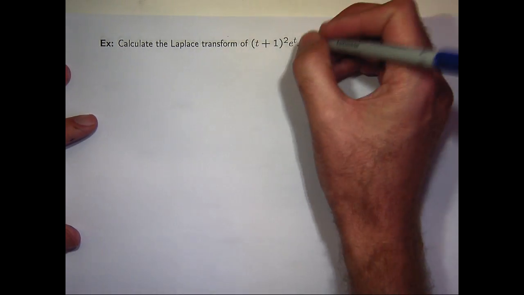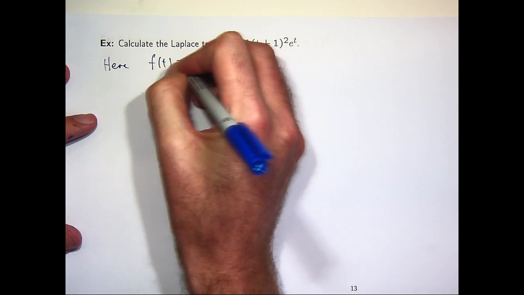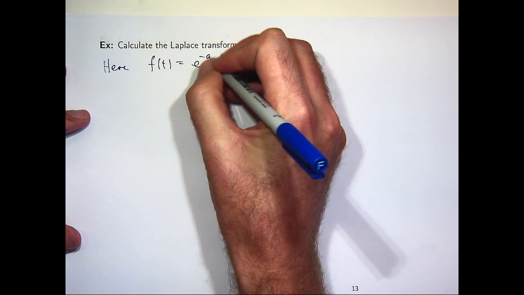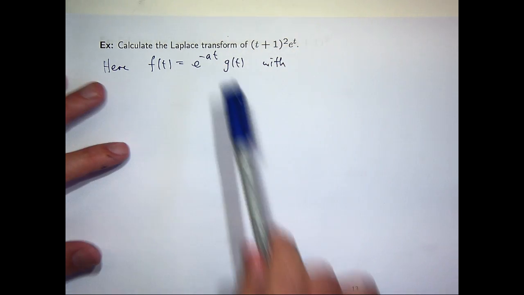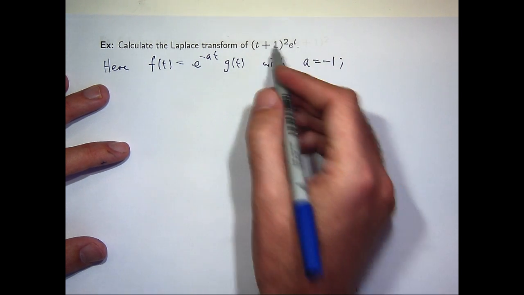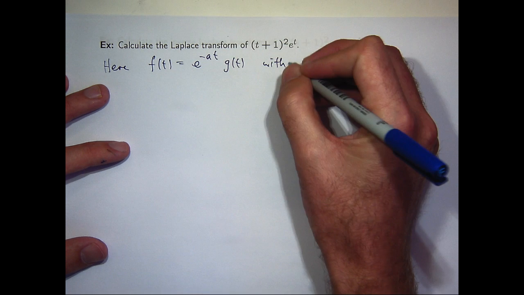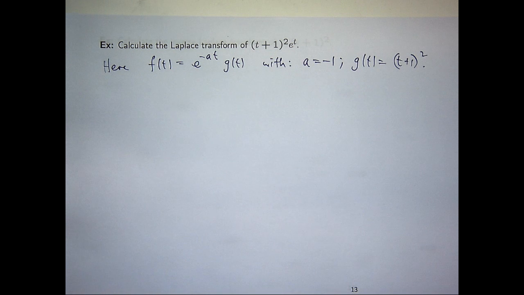Okay, so let's solve it. So a will be minus 1 and little g of t will be t plus 1 all squared. Okay, so what we want to do is apply the first shifting theorem, take the transform of little g and then shift it a units. That's the idea.